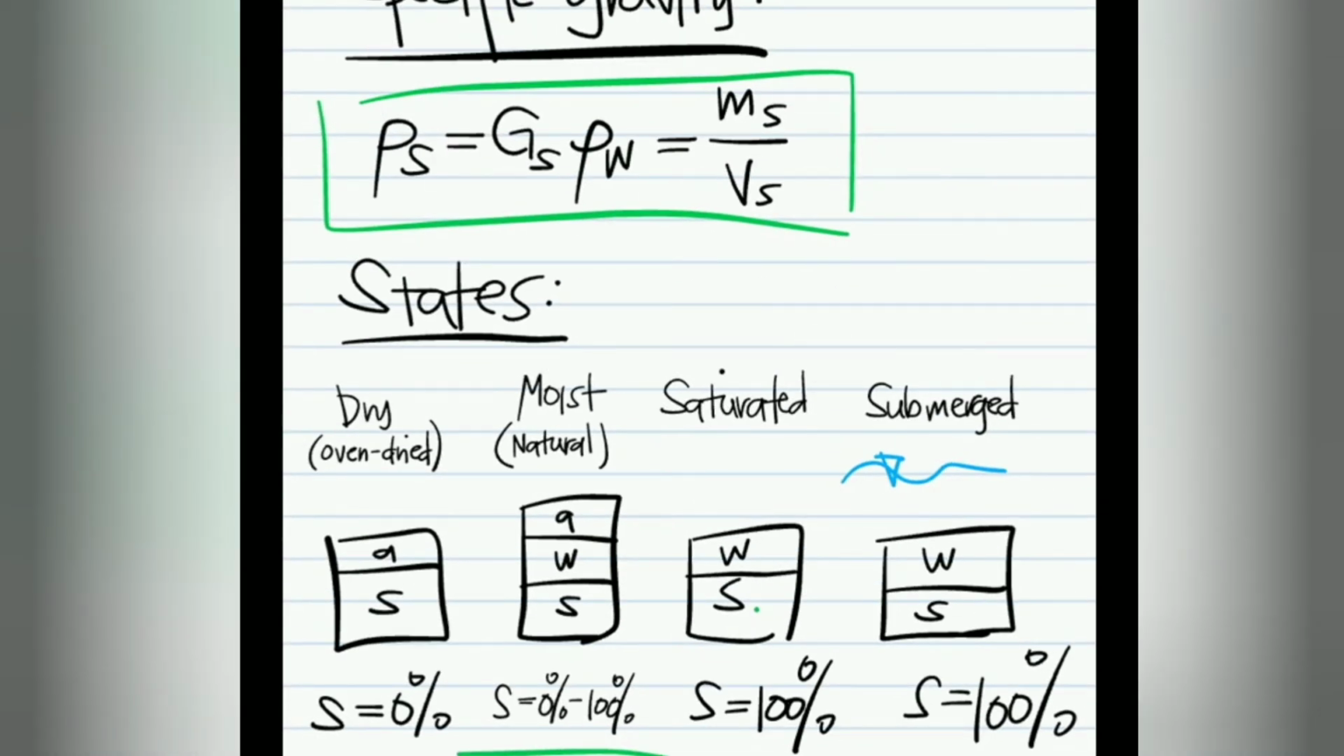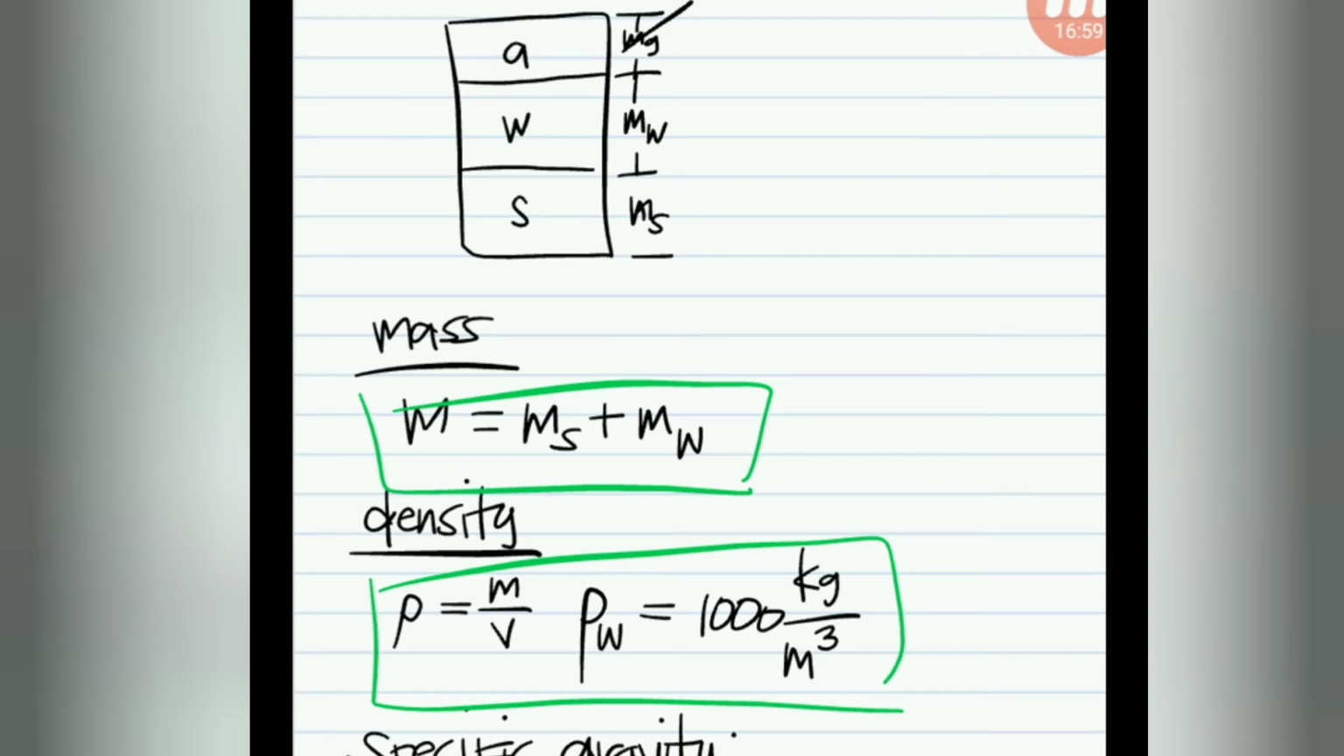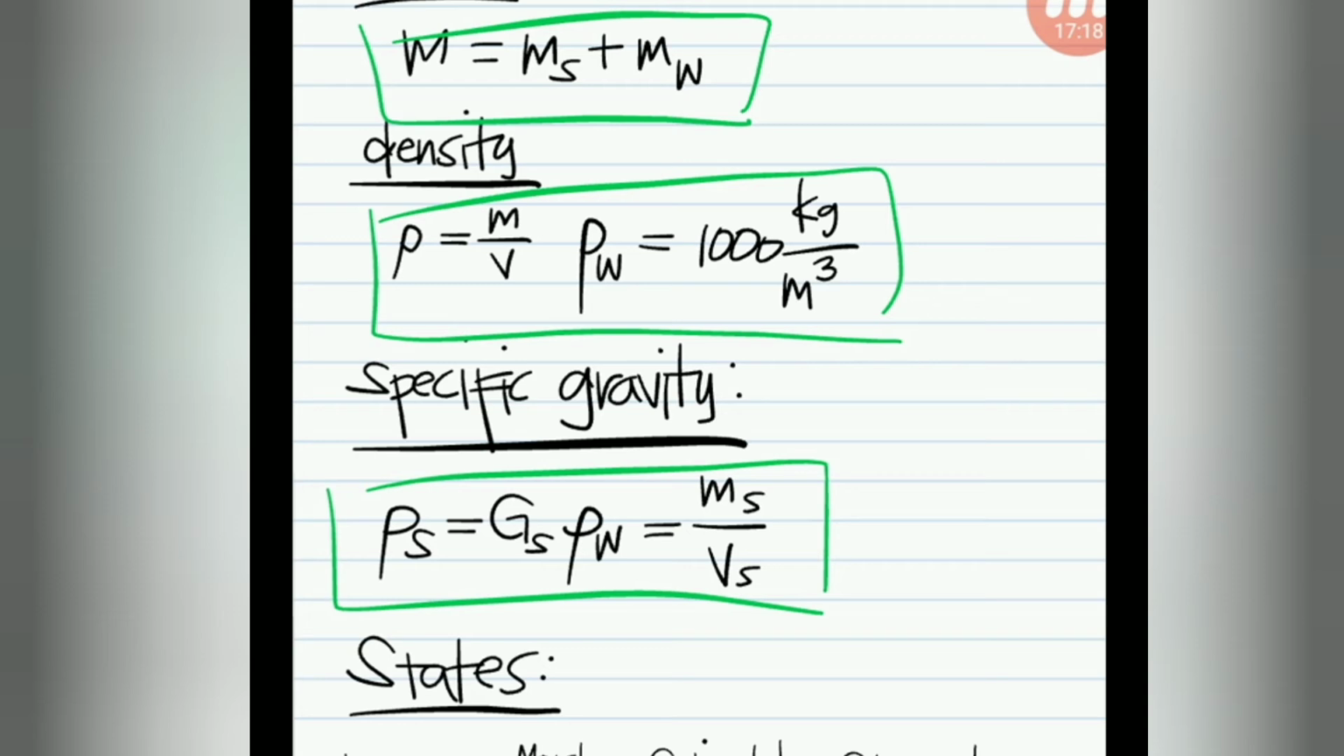So, these are the formulas. You have mass. Of course, the mass of the soil sample is basically the mass of the solids plus the mass of the water. For density, it's just mass over volume. For density of water, it's 1,000 kg per meter cube. For specific gravity, we have a new term, which is the specific gravity of soil. So the density of solid can now be expressed as specific gravity times density of water, or that is the same as mass of solid over volume of solid.